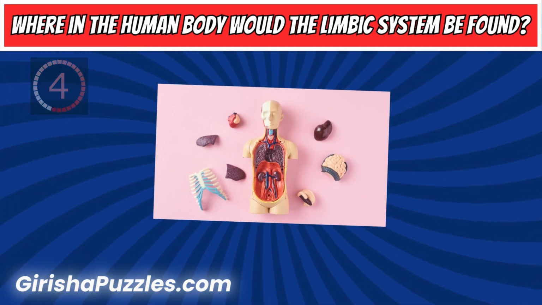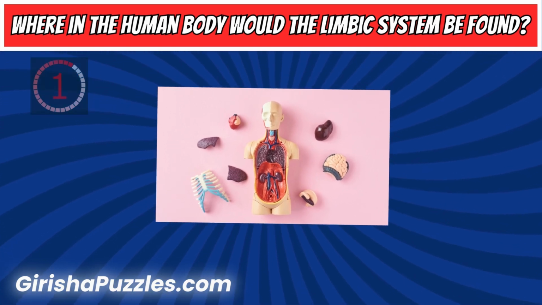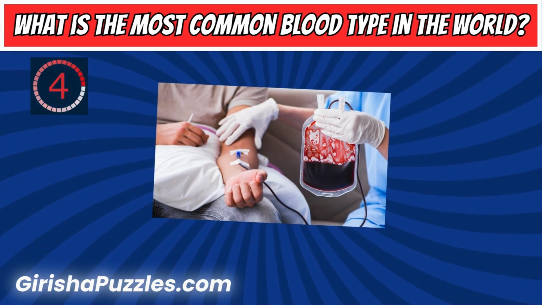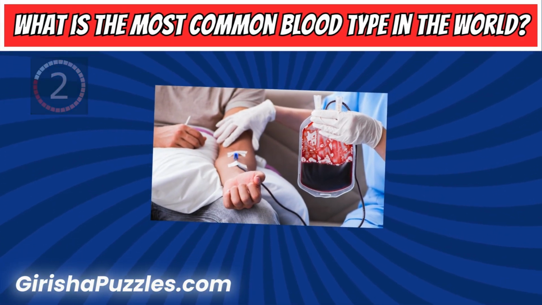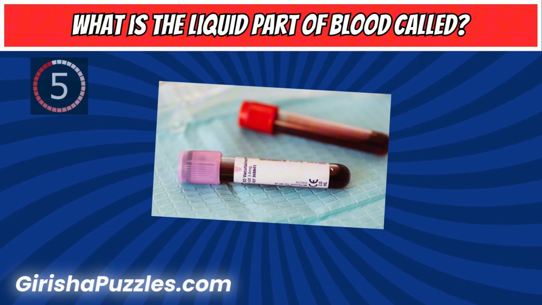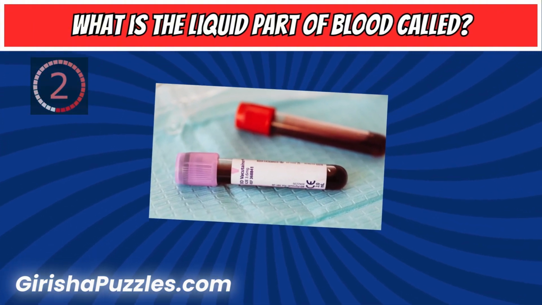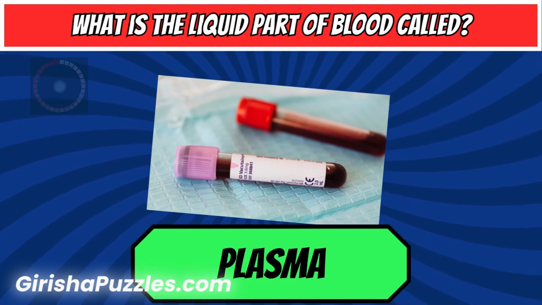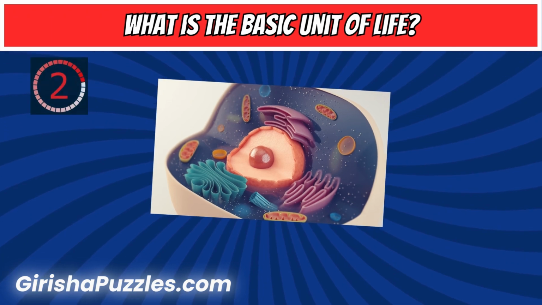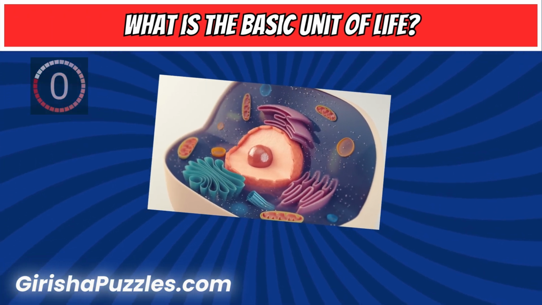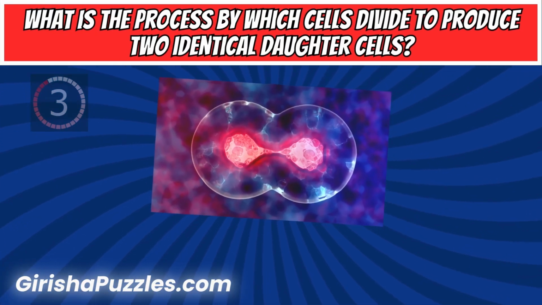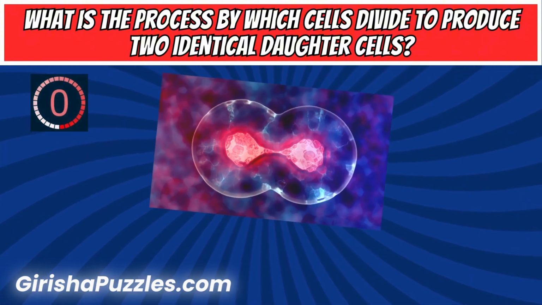Where in the human body would the limbic system be found? In the brain. What is the most common blood type in the world? O+. What is the liquid part of blood called? Plasma. What is the basic unit of life? The cell. What is the process by which cells divide to produce two identical daughter cells?